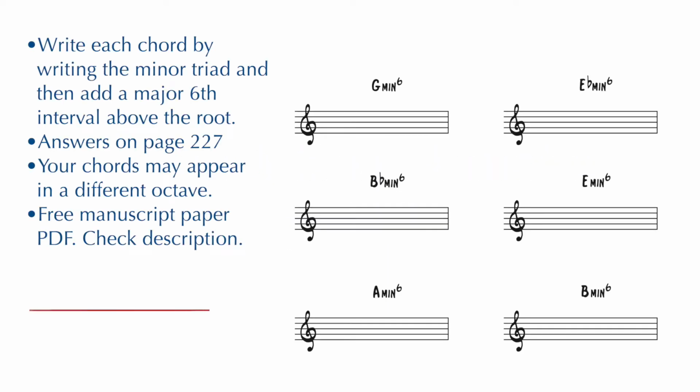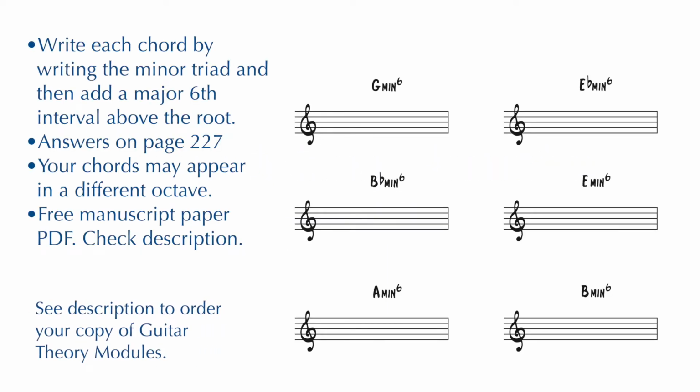At the bottom of page 168, we have this exercise in constructing minor 6 chords. Your job is to write these minor 6 chords using the steps we just talked about. First, write a minor triad, and then add a major sixth above the root of the chord. If you have a copy of Guitar Theory Modules, you can write your answers right there in the book and check your work on page 227. Your chords may appear in a different octave than mine, and that's okay.